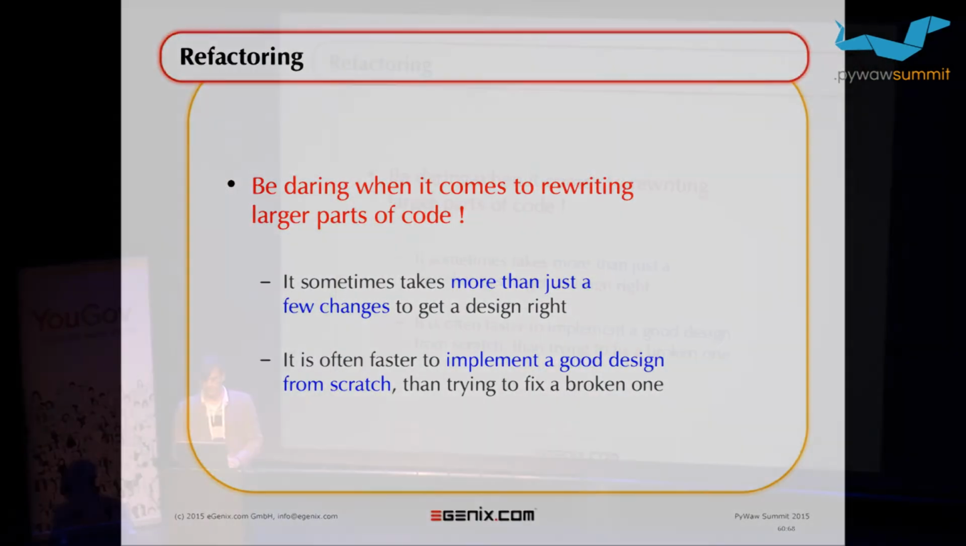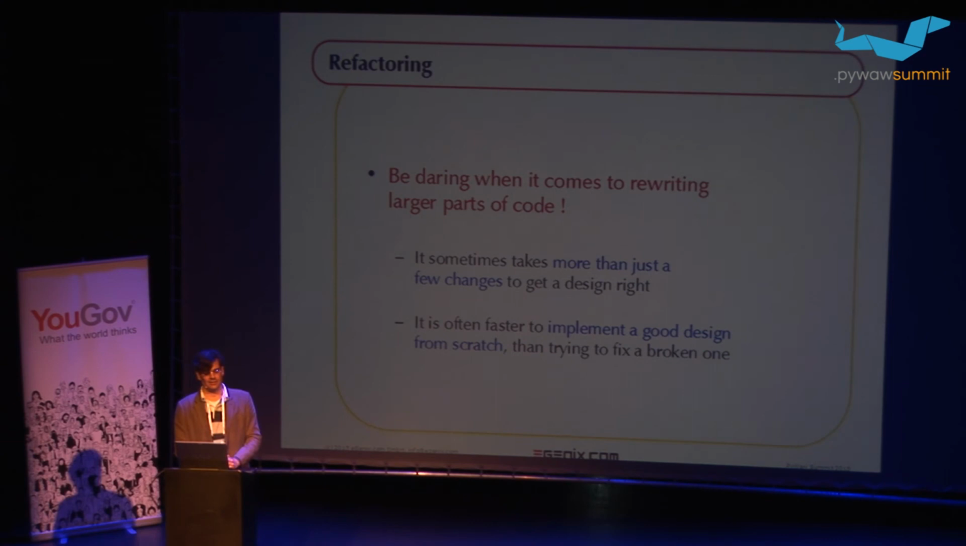What's very important in refactoring, and this kind of ties into this rabbit hole idea, is that sometimes when you try to refactor something, you get stuck. And you find that you cannot refactor some code because the code is simply not made for that. And then you just stop and throw it away and rewrite it. And this is very important. You have to be daring when it comes to refactoring your code.